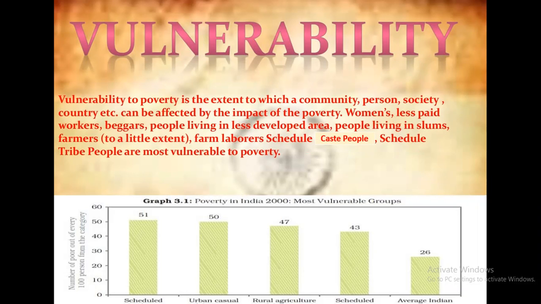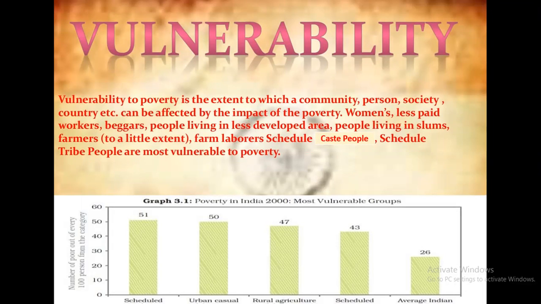Right? What is vulnerability? Vulnerability to poverty is the extent to which a community, a person, society, etc. can be affected by the impact of poverty. That means not everyone will be affected by poverty. Each and every person in the country will not be affected, and each and every society in the country will not be affected. There are certain communities, certain persons as mentioned over here.